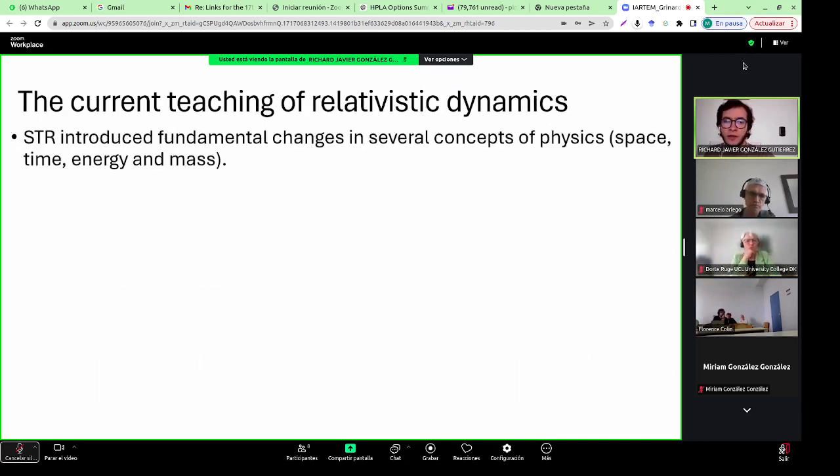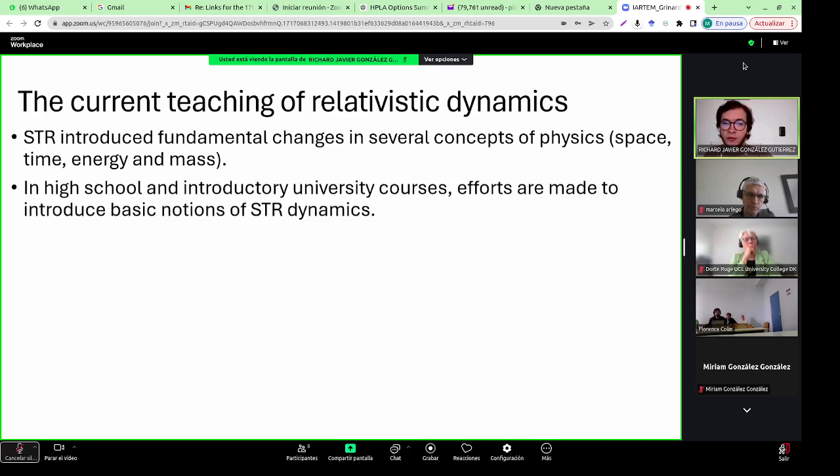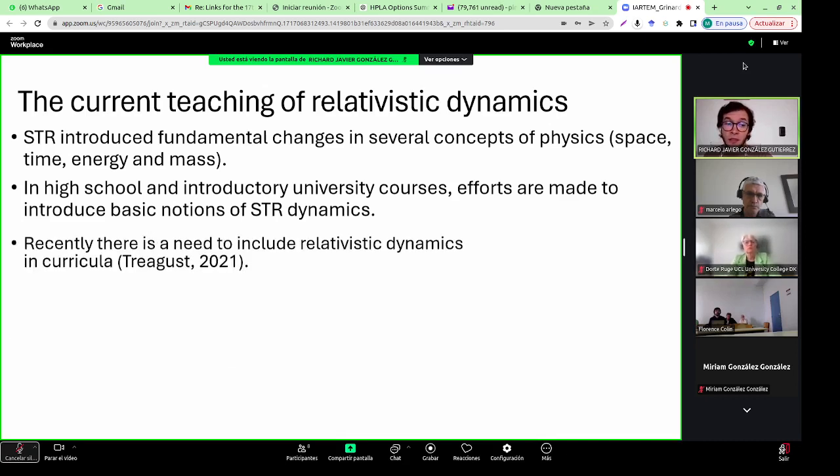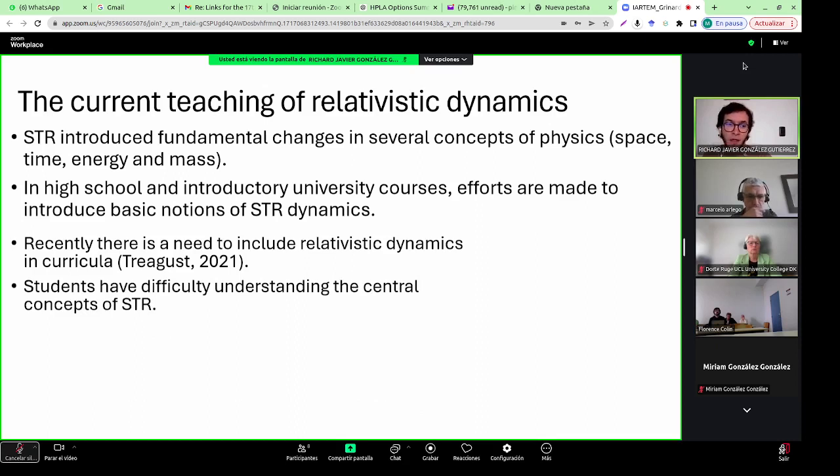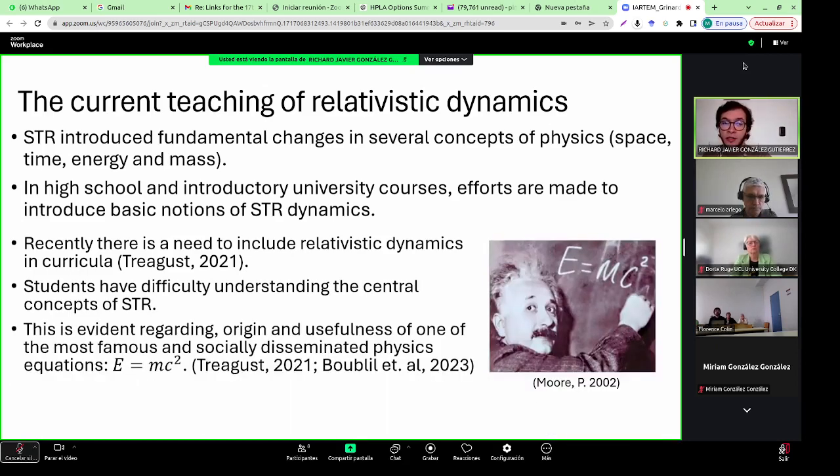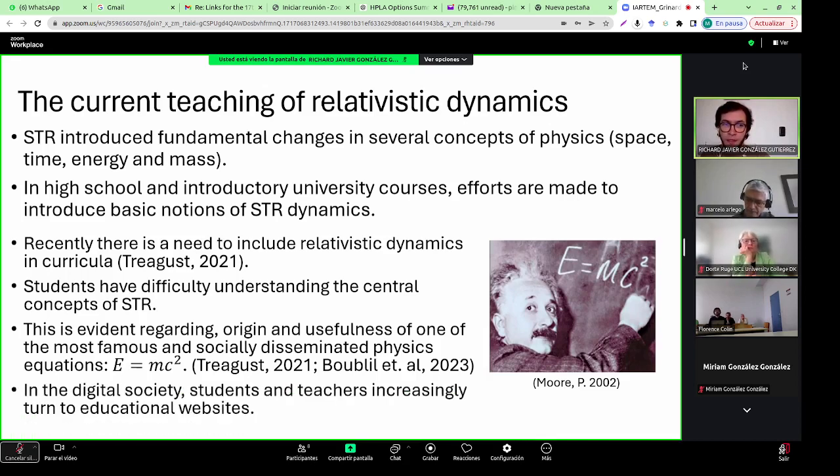The special theory of relativity introduced fundamental changes in several physics concepts, like space, time, energy, and mass. For this reason, efforts are made to introduce basic notions of relativistic dynamics in high school and introductory university courses. This can be seen in the recent inclusion of this theory in current curricula of different countries, as reported in some research. On the other hand, students have problems understanding the central concepts of the special theory of relativity. This is evident regarding the origin and usefulness of one of the most famous and socially disseminated physics equations, that is E=mc². This leads to students and teachers increasingly turning to educational websites in the digital society.